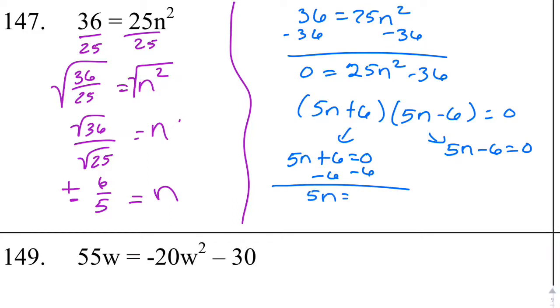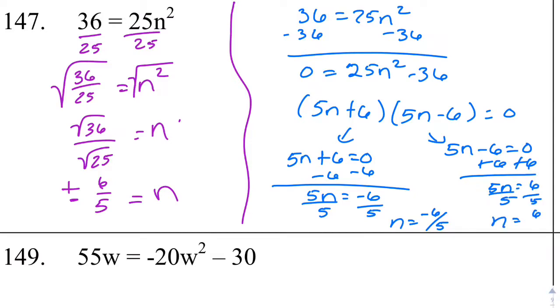Subtracting 6 from both sides, 5n equals negative 6. Divide both sides by 5. One of your solutions is negative 6 over 5. Adding 6, 5n equals 6. Dividing by 5, your other solution is positive 6 over 5, which is what we got the other method as well. So your choice there. That method only works if you just have a squared variable, but no linear variable. Okay.